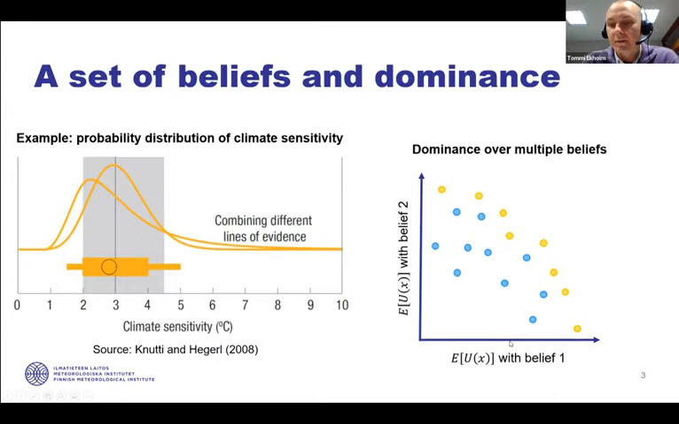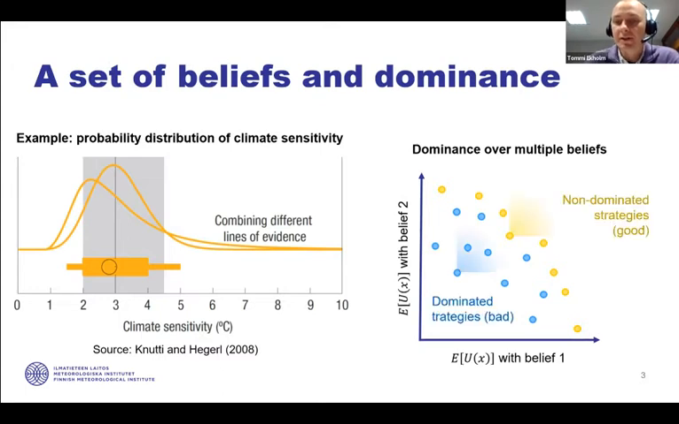And if you have two beliefs, that will get you something like this: different strategies, different outcomes measured in terms of both of the beliefs. There are some methods that try to combine that. What's the combined best strategy? But we instead were exploring a dominance concept, very much similar to Pareto dominance, Pareto optimality, if that's a familiar concept.